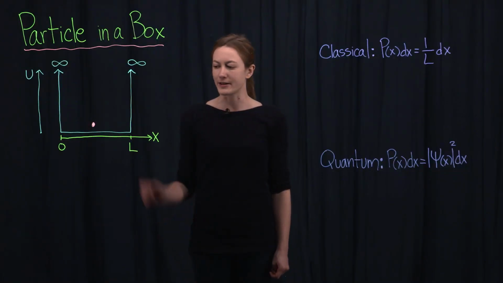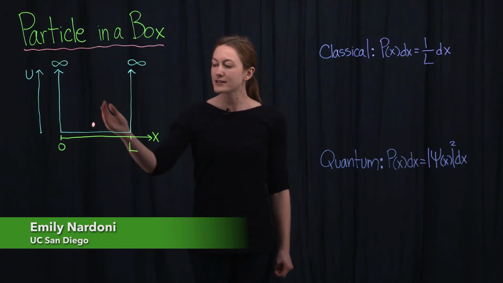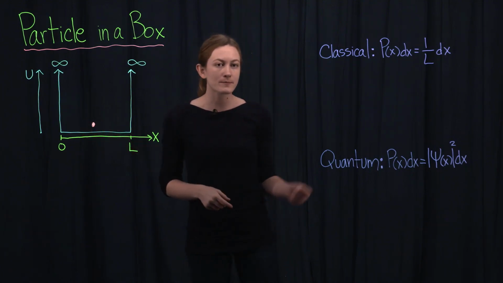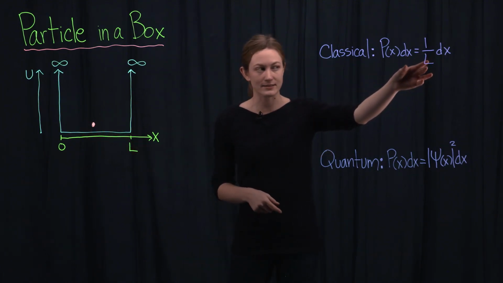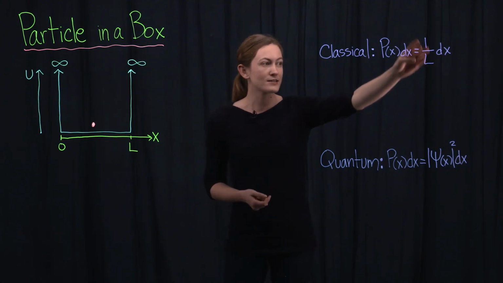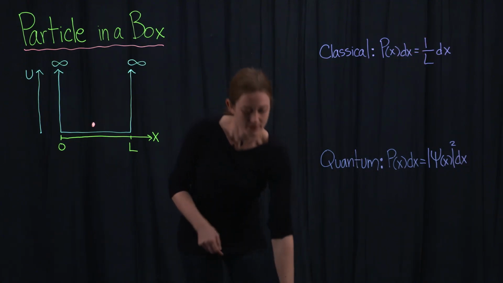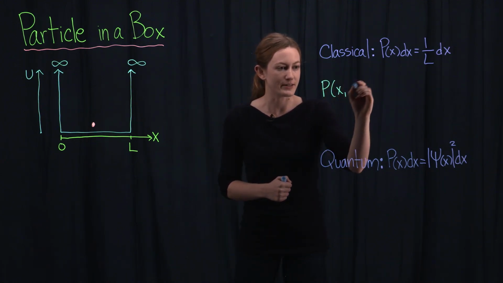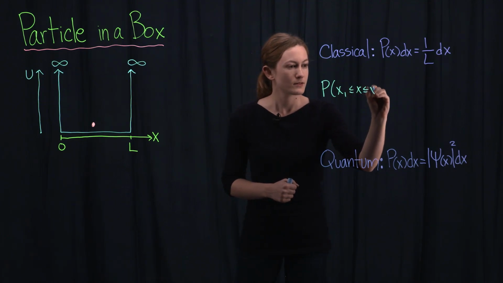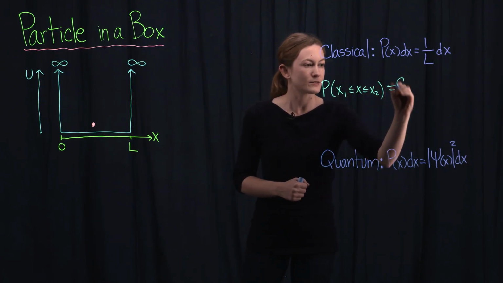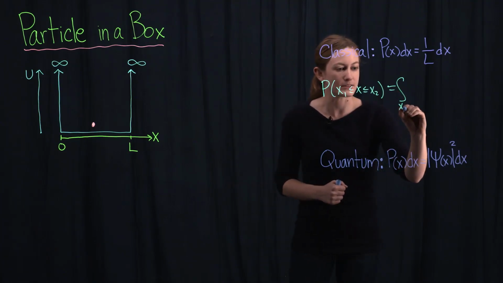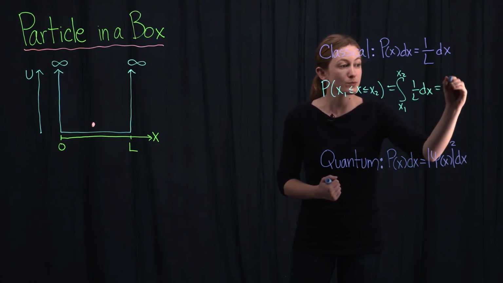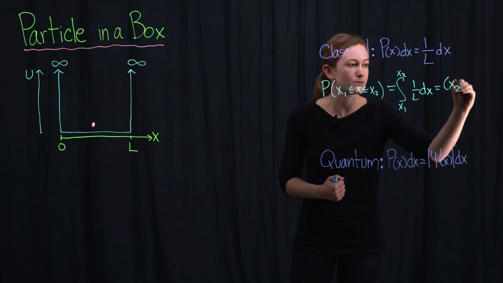Classically, if I put a particle in a 1D box of length L, I'm equally likely to find it at any particular position x within the box. In other words, the probability density classically is a constant. Normalizing, we would find that this constant is 1 over L. Then the probability that the particle is found between, say, position x1 and x2, we could calculate is just equal to the integral of that probability density from x1 to x2, which is just proportional to the distance between the points.